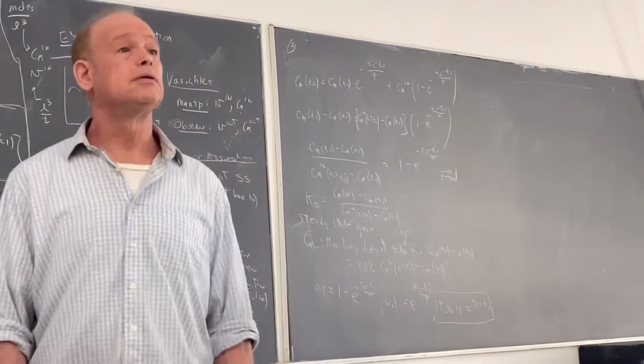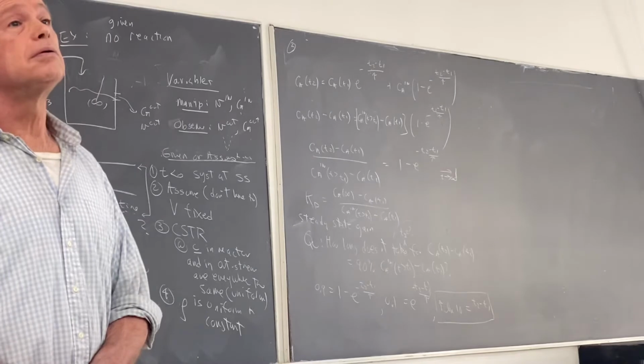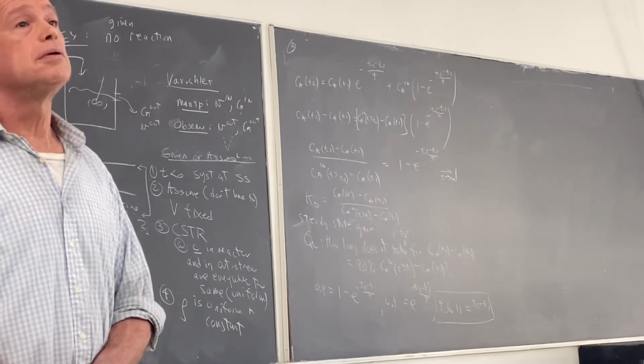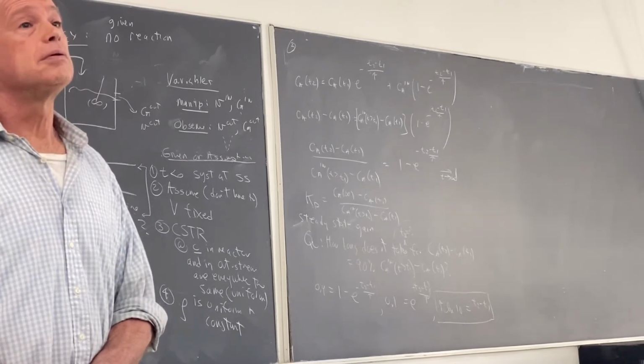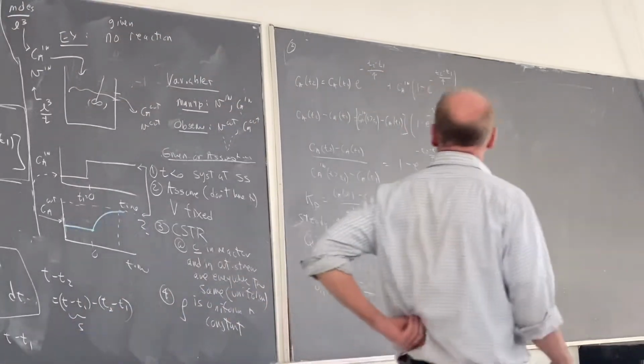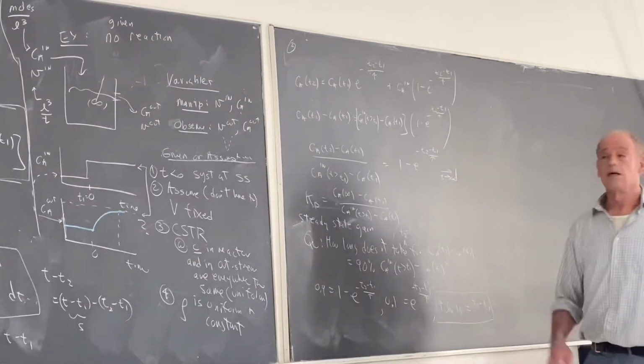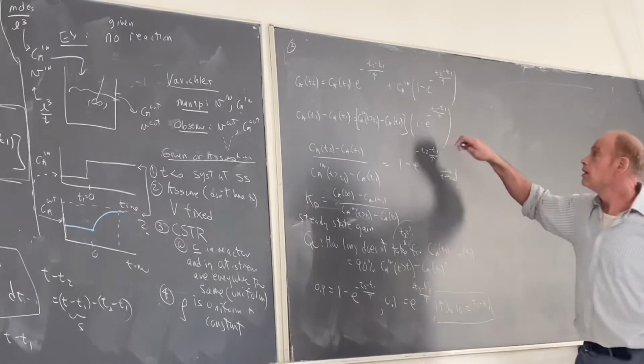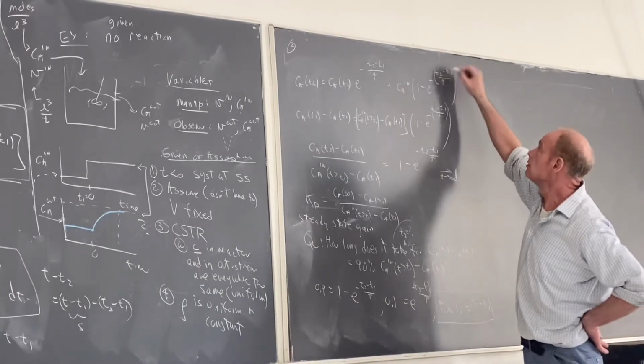Yes? Just when you're writing the exponential term e to the minus (T2 minus T1), does that first minus sign apply to the whole fraction or just the T2? Tell me which line you're talking about. Are you looking here? Yeah, it applies to the whole thing. Okay.